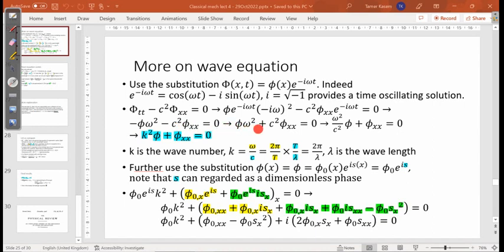And then we will make an important step. We will divide both sides by c squared. Omega squared over c squared will be written as k squared phi plus phi xx is equal to 0.